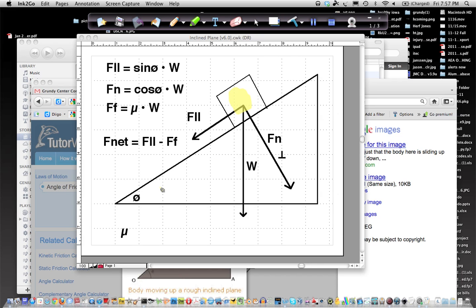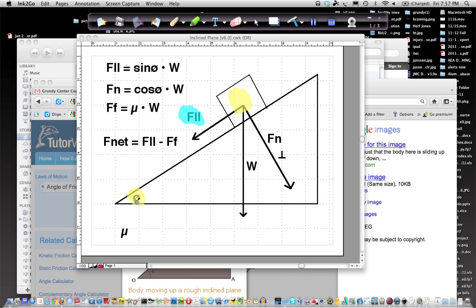So if the question was, how fast is this thing going to slide down the ramp? It depends on two factors. It depends on this angle, theta, and it depends on the weight of the object, to some extent. The force that is going to pull it down the ramp is force parallel right here. That is the force that's going to take this object down the ramp. Now what's going to oppose it is friction.